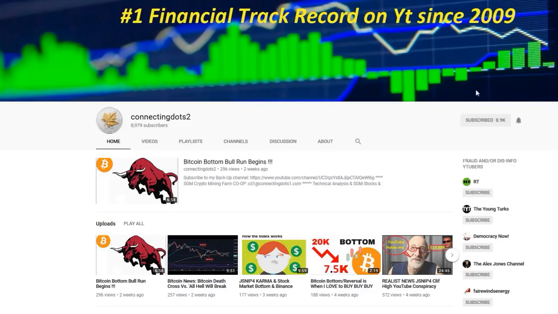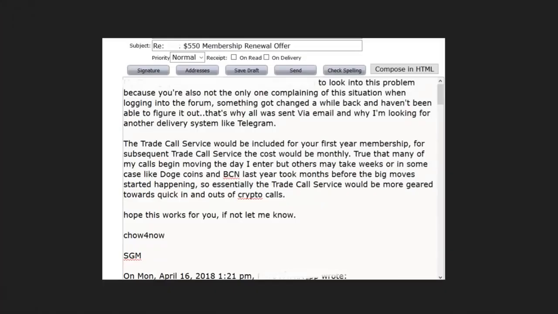But long story short, if you go to my Connecting Dots 2, you'll see right up here on the right hand side there is a link to Connecting Dots 1, the forum, which is the next question. So the first question is, where's the link to the forum? As I said, it's Connecting Dots 1. You can find it on Connecting Dots 2. The next thing was regarding the forum. Okay, I'll get back to that.